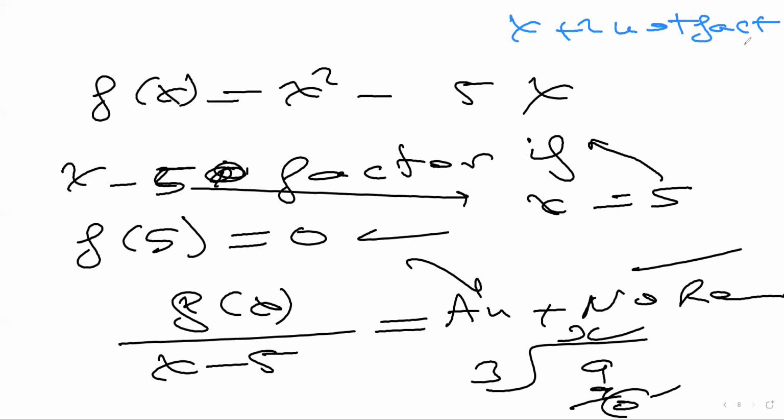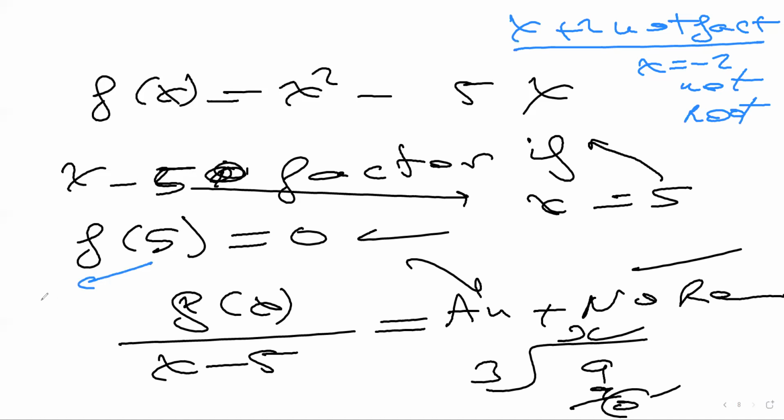Why, guys? Because when I substitute instead of x minus 2, the answer is not 0. So that's why x minus 2 is not a root. Right? To be a root, guys, when I substitute it in the given, it must give us 0. Here, 5 is a root, guys. 5 is a root. Why is it a root? Because it's a solution. Because when I substitute x equals 5, it gives us 0. Is it clear for all?